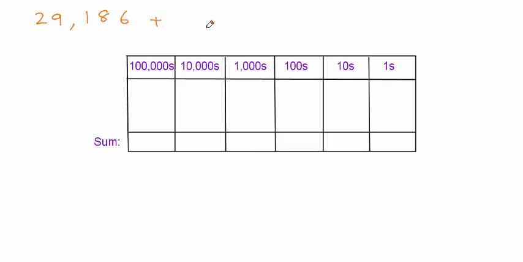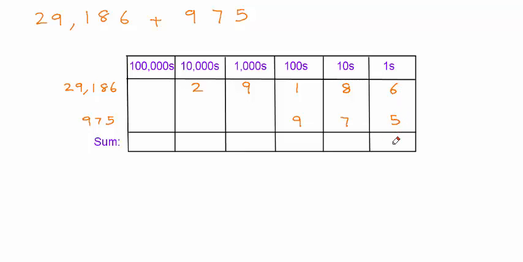How about trying to add, let's say, 29,186 with 975. So we have 29,186 as my first number. This time I have a 2 in the 10,000s place, a 9 in the thousands place, and so on. Similarly, my second number is 975, that's 9 in the hundreds place, 7 in the tens place, and 5 in the ones place. Let's add them up.